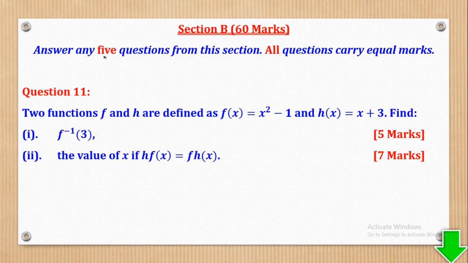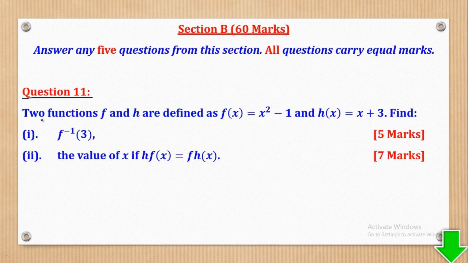Section B has 7 questions, and each question has 12 marks, and the student is expected to attempt any 5 out of the 7. But for the sake of revision, we are going to answer all the 7 questions in this video. But when you're studying for your exam of UNEB, remember to attempt only and only 5 in section B. So we shall now start with question 11.